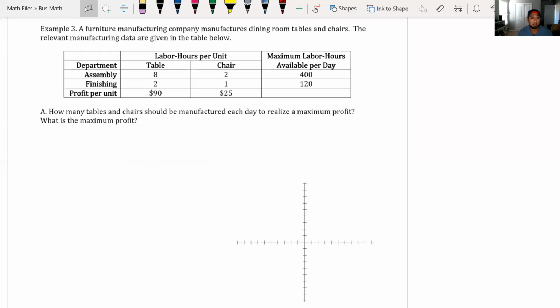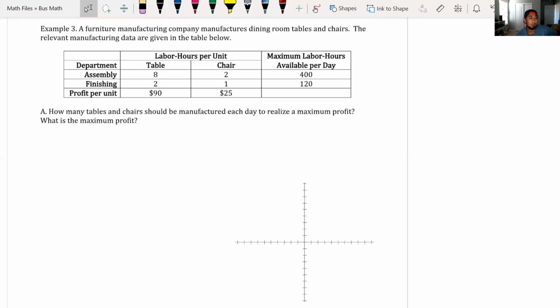All right. So for tables and chairs, the assembly, it takes 8 hours to assemble a table, 2 hours to assemble a chair, and then there are 400 labor hours available per day to do this. Finishing, it takes 2 hours to finish the table, 1 hour to finish the chair, and there are only 120 labor hours available per day to do this. And then they give us the profit per unit. We'll make $90 per table and $25 per chair.